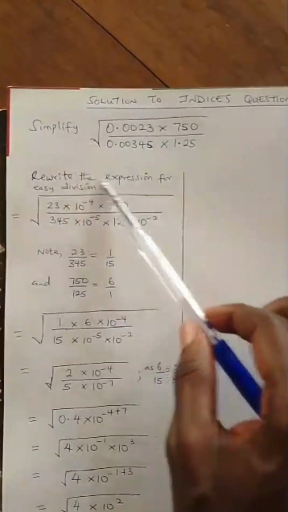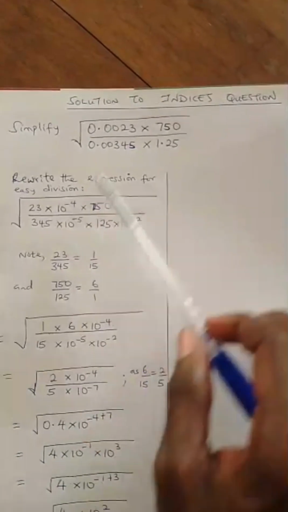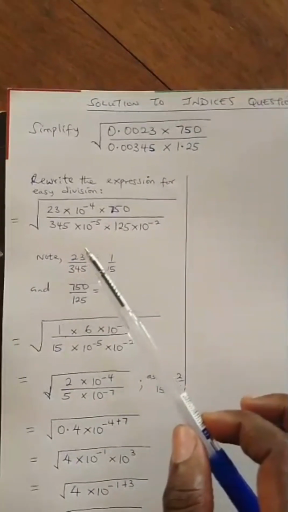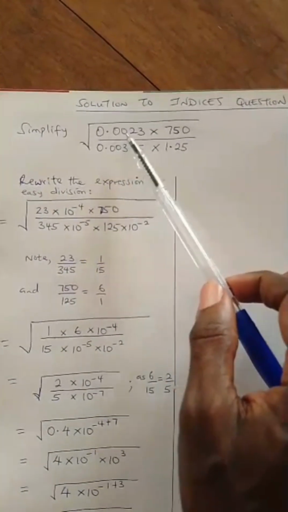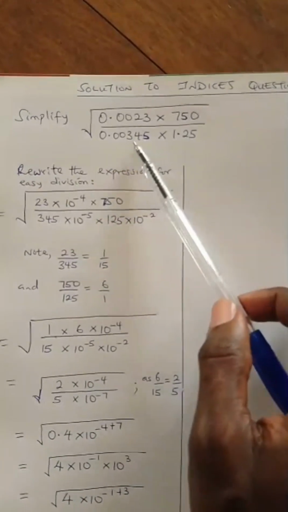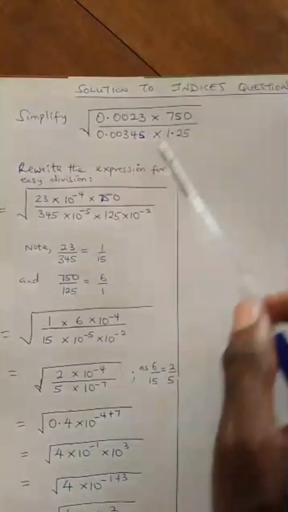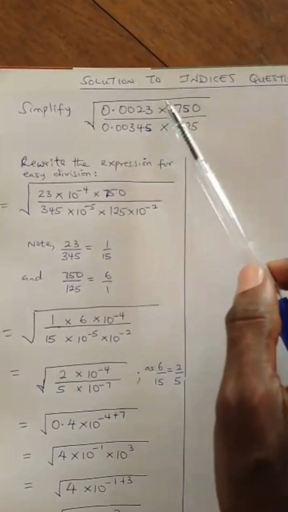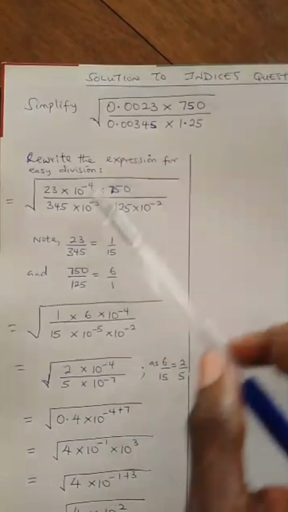Alright guys, look at this typical examination question. It's a typical question that could come out in your WAEC, JAMB organized exams. We are told to simplify 0.0023 times 750 all over 0.00345 times 1.25, everything inside the square root sign. We're told to simplify the square root of 0.0023 times 750 all over 0.00345 times 1.25.